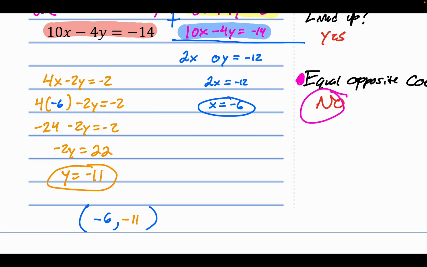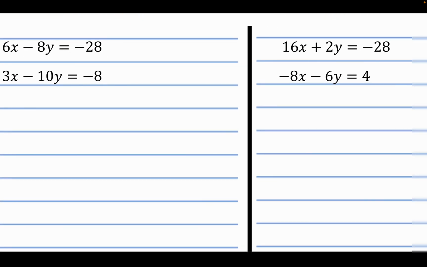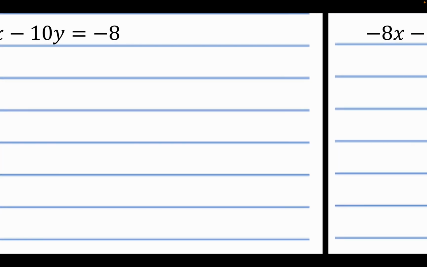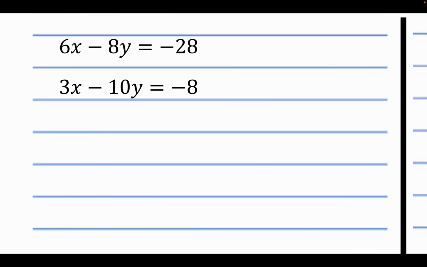So let's try it with a few more of these problems, increasing in difficulty as we go. Let's do this left problem right here. They're all lined up, so question 1's good, but we don't have equal opposite. First number for 3 and 6 is 6. First number for 8 and 10 is 40. We're not going to choose the 40.